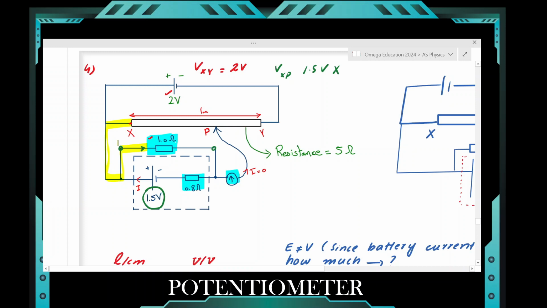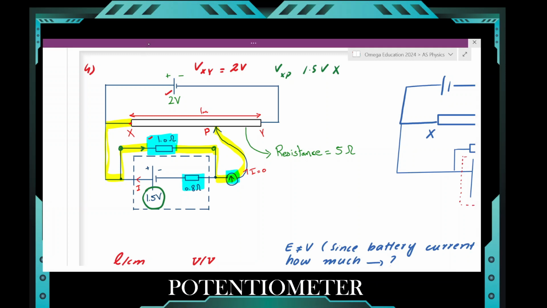The left sides are joined and the right sides are also joined for this resistor only. The two ends are connected directly. So we can say the resistor 1.0 ohm is in parallel to the point XP. So whatever the voltage is across 1 ohm would be the voltage across XP. And if you're thinking 0.8 volt is also parallel to XP, it's not.